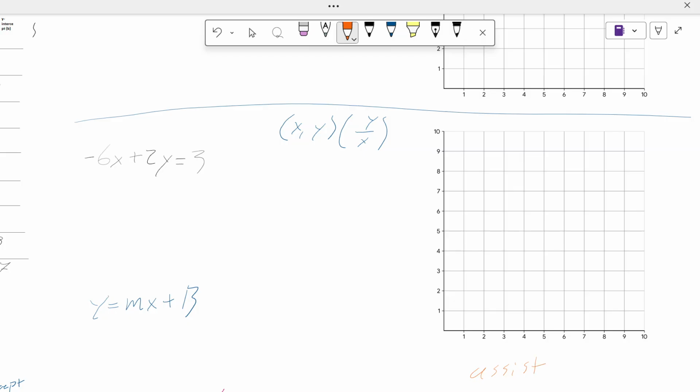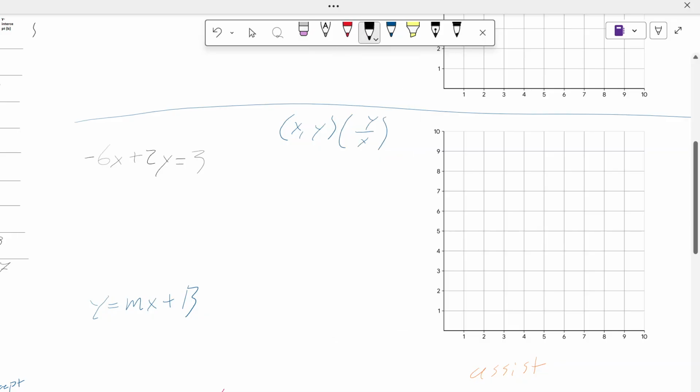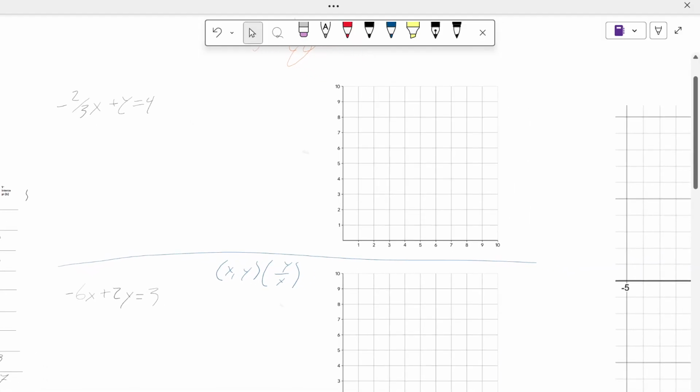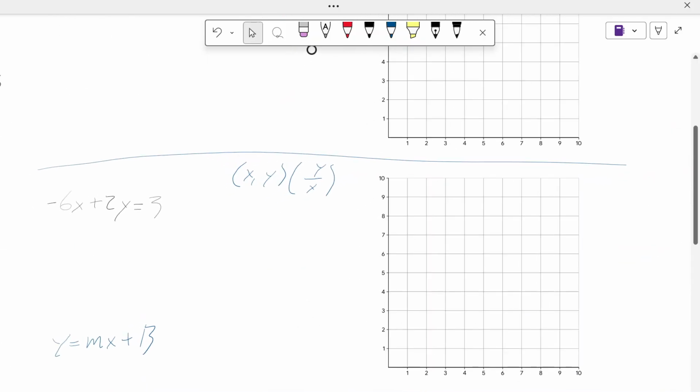So what I would like you to do is what we've been doing before: pause it. I will do the work for the second one, but I want you to do both of these for me, okay? So right here, pause it. Now that you've already done the work for the top and the bottom, I will quickly do the work down below. We're going to solve the equation by adding 6x so we can isolate our y. Adding 6x, we're left with 2y equals 6x plus 3. And then we're going to want to isolate that y.